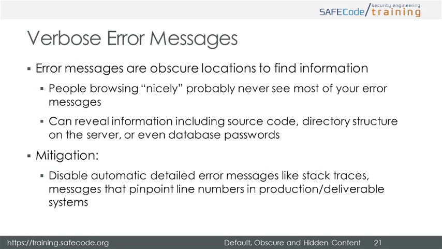Error messages can also provide information beneficial to crafting exploits. Someone looking to compromise the security of a system will attempt to generate exceptions and error messages. They hope to find execution logic or paths or other DOE content. How can you mitigate this? Disable automatic detailed error messages that contain stack traces or anything that displays source code line numbers.